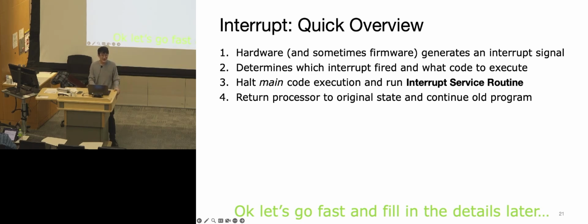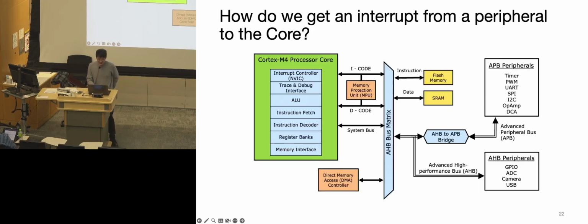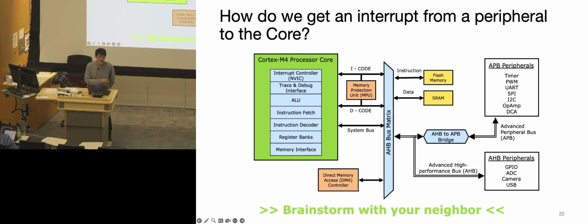Okay, perfect. All right, so again, this is the simplified architecture figure of the Cortex M4 chip. And how do you think an interrupt occurs or is delivered from the peripheral to the core? You can talk to your neighbors for 1 minute or so and discuss.